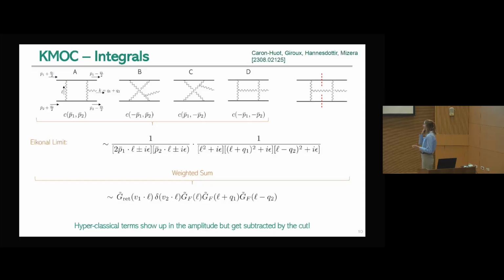What is important in this approach? The pure amplitude contribution has so-called hyperclassical terms. It means if we take a classical limit, so we send masses and charges to infinity, this actually diverges. These pieces only get subtracted once we add the cut contribution, and we do this weighted sum and add these integrals together in this specific way.